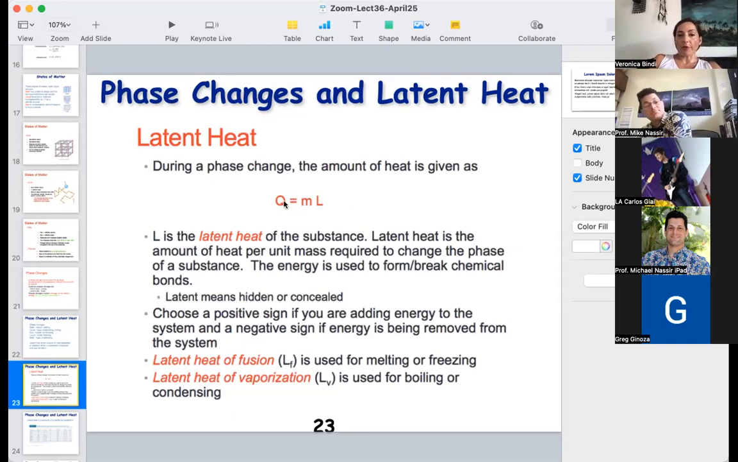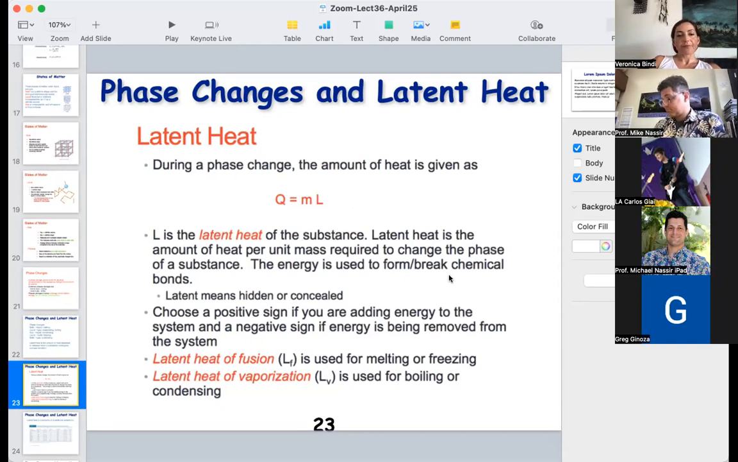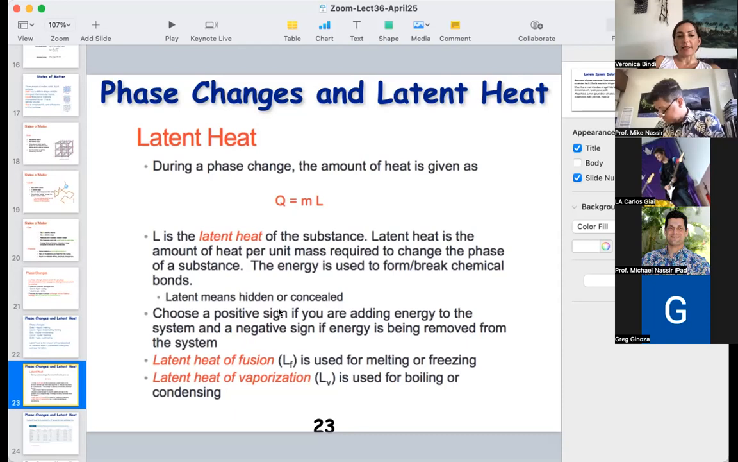But what changes is anyway the energy. So we have an amount of heat that is exchanged, and it depends on the mass and on this L, which is called the latent heat of the substance, and is the amount of heat per unit mass required to change the phase of a substance. The energy is used to form or break chemical bonds. Latent means indeed hidden or concealed. So we need to choose a positive sign if you're adding energy to the system and a negative sign if the energy instead is being removed from the system.